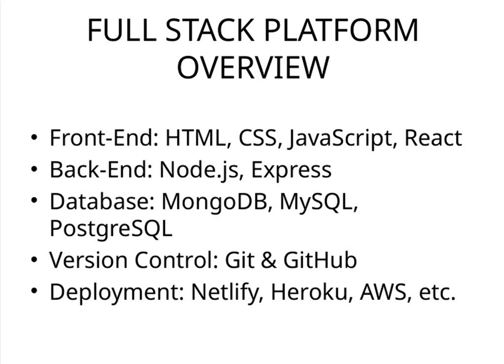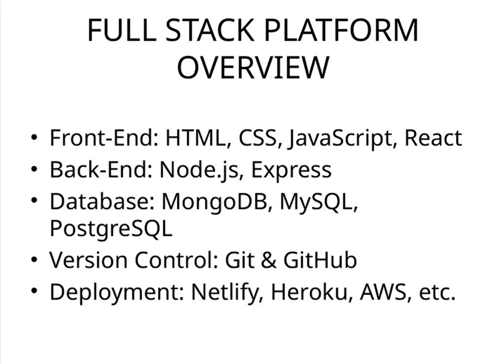When it comes to databases, we have several options like MongoDB, which is a NoSQL database, and traditional relational databases like MySQL and PostgreSQL. Choosing the right database depends on the project's requirements, whether we need flexibility, structure, or scalability. Version control is essential in any development process. Git, along with platforms like GitHub, helps us track changes, collaborate with teammates, and maintain the integrity of our codebase over time.